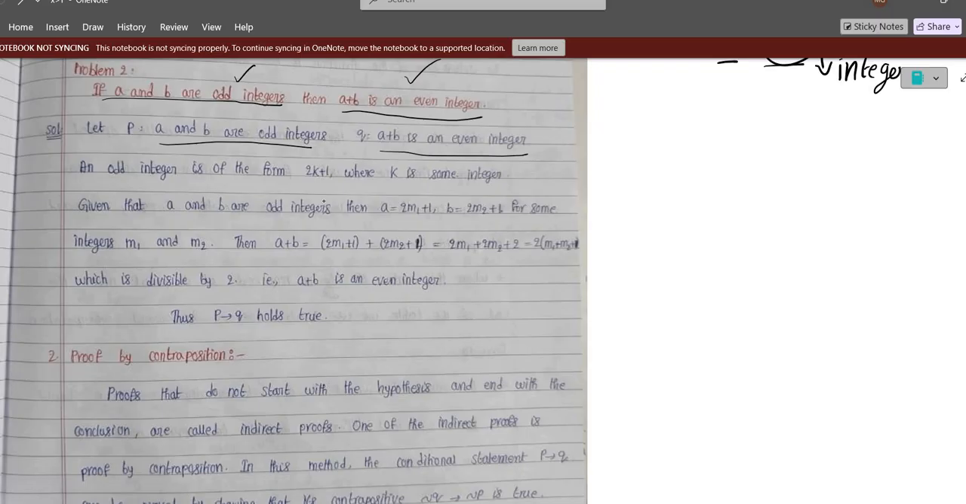An odd integer is of the form 2k plus 1, where k is some integer. So given that a is an odd integer, a can be written as 2m1 plus 1, where m1 is an integer. b is 2m2 plus 1, so m2 is also an integer.